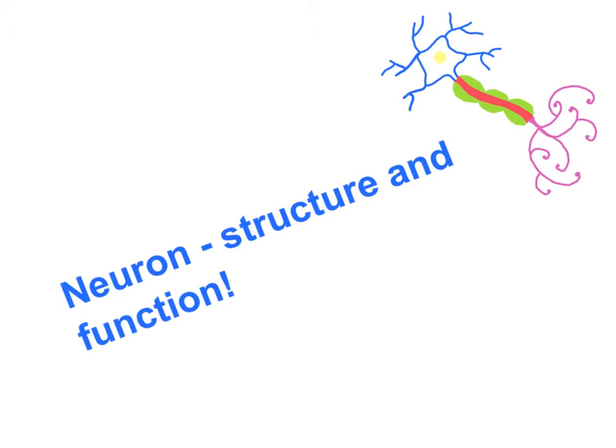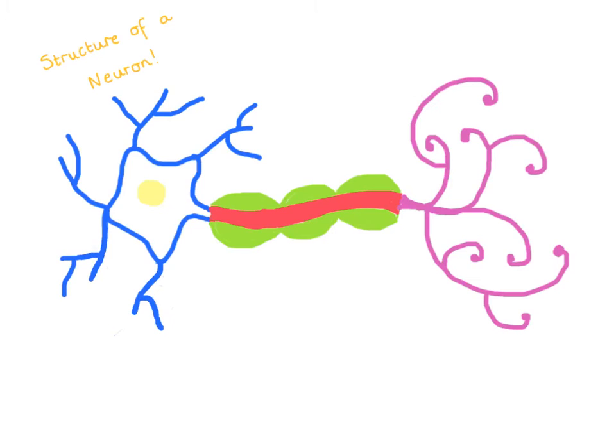Hi, so in this video we'll be learning about neurons. Neurons are really interesting and they help us in so many ways. We will be covering the structure of a neuron, what is an action potential, and what occurs at the synapse. So let's get started. So here's a neuron. Let's go through each part of the neuron and find out what its specific function is.